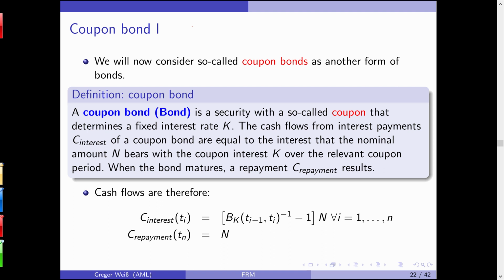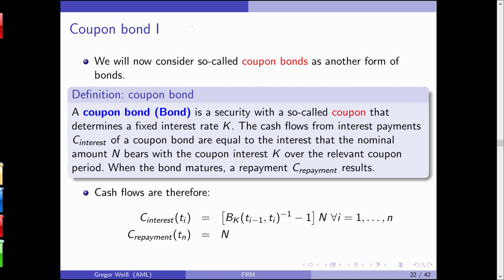Well, the next very simple asset is a coupon bond. What is a coupon bond? A coupon bond, or in many cases we'll just call it a bond, because this is the standard, most default case. The zero bond is more a special case. A coupon bond is a security with a so-called coupon that determines a fixed interest rate K. Cash flows from interest payments of a coupon bond are equal to the interest that the notional amount N bears with the coupon interest K over the relevant coupon period.